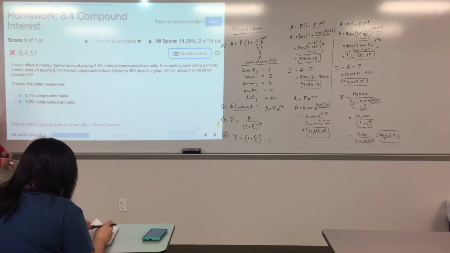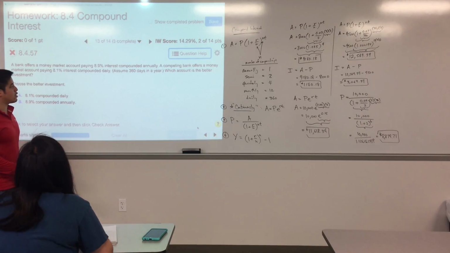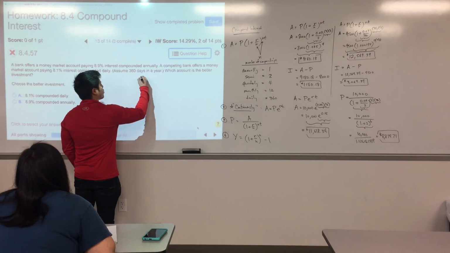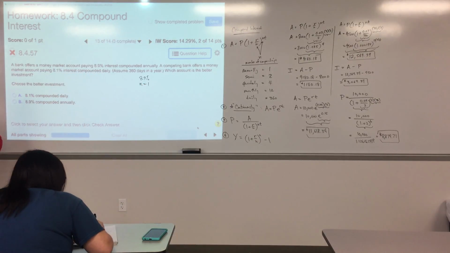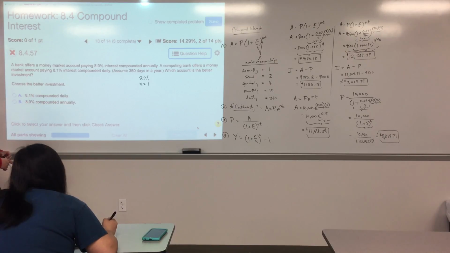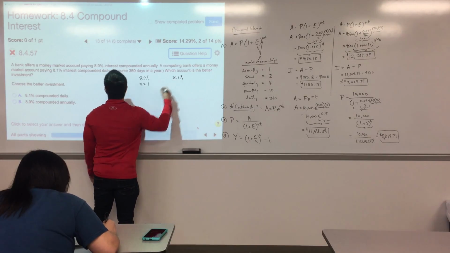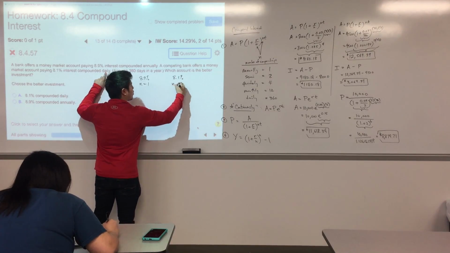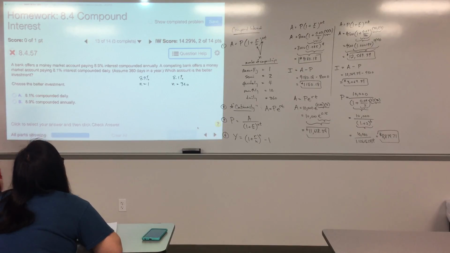It says a bank offers a money market account paying 8.9% compounded annually. All right, well, let's just write this down. We have 8.9%, and then your n is 1. Everybody agree? Okay, that's what we can get from the first one. A competing bank offers a money market account paying 8.1% compounded daily. What's daily for your n? 360. All right, assume 360. Which account is the better investment?